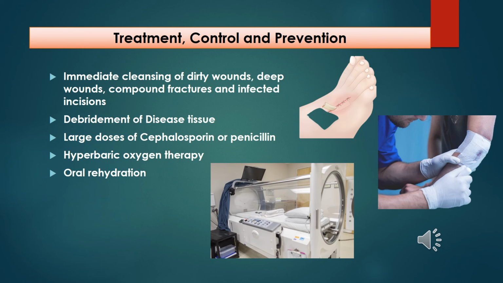So for the treatment, control, and prevention, immediate cleansing of dirty wounds, deep wounds, compound fractures, and infected incisions is necessary. Debridement of diseased tissue is also needed. So if we say debridement, it is a procedure for treating a wound in the skin. It involves thoroughly cleaning the wound and removing all hyperkeratotic or thickened skin or callus, infected and non-viable tissue, foreign debris, and residual material from a dressing.